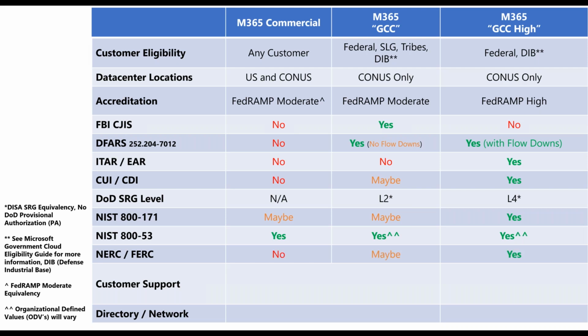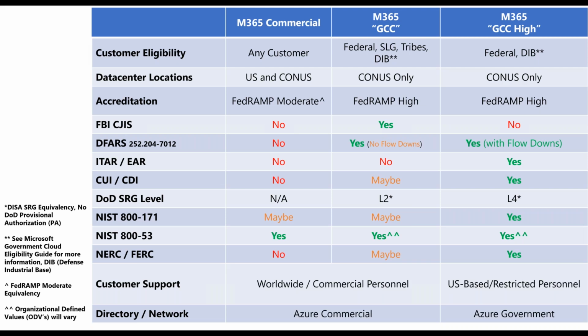And for NERC and FERC, that's the same idea, kind of goes up as you go. I don't see this as often here, so I don't have as much information in here, but GCC High will be definitely GCC, you may be covered for that. And lastly, from a customer support perspective, commercial and GCC are worldwide commercial personnel, where GCC High is only US based, very restricted personnel, all background checks on that. And then the directory networks like we mentioned before, okay?